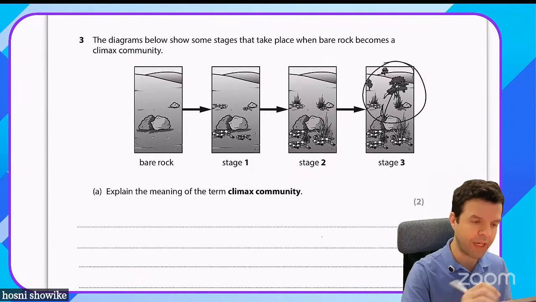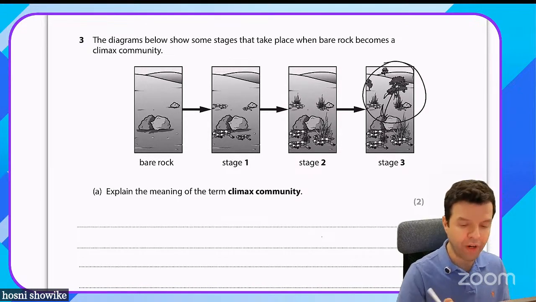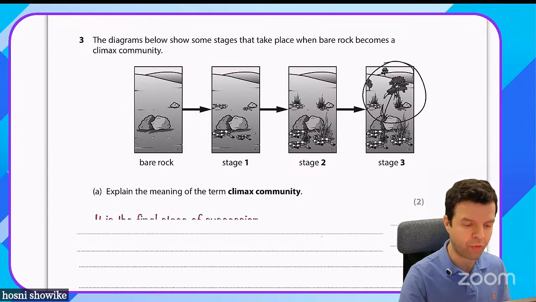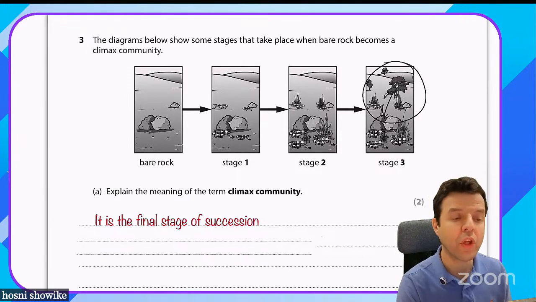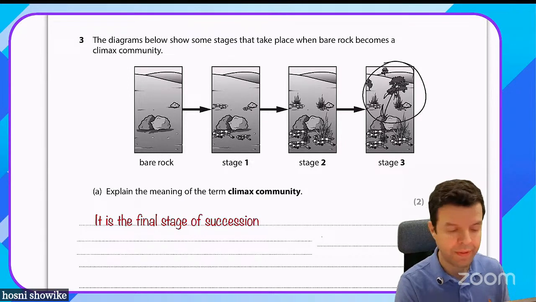So I'm going to write the definition here. I'm going to say it is the final stage of succession, and it is when the community becomes at an equilibrium or stable.